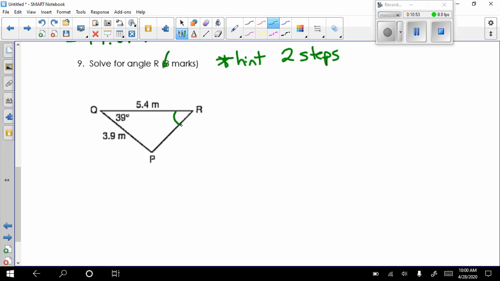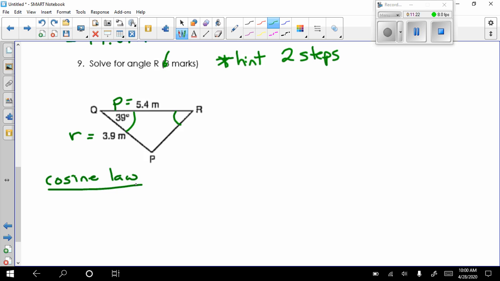Well, we know little p is equal to 5.4. We know q is 39, and we know little r is equal to 3.9. So notice that we've got 2 sides and a contained angle, so definitely this is a cosine law. Unfortunately, we have no opposites here, so we have to use the cosine law. All right, so that's something right off the bat.